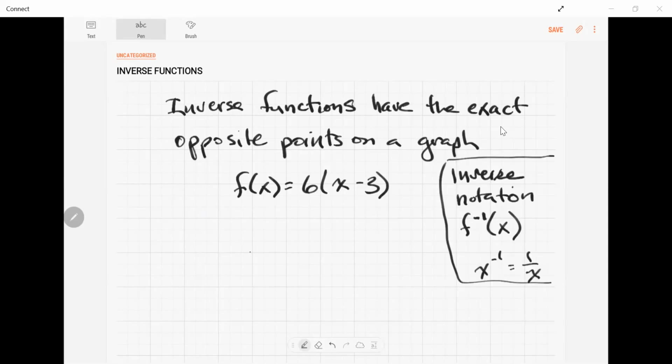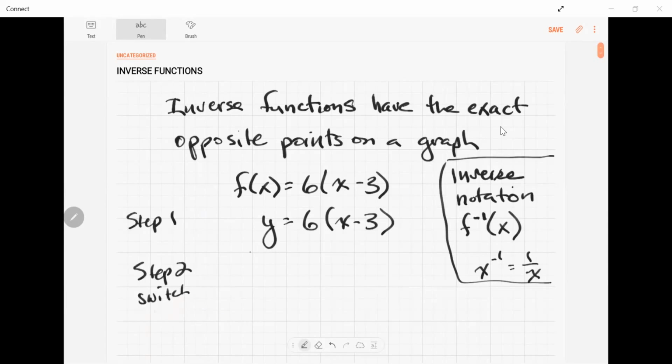To find an inverse function, we just have a couple of steps. Step 1 is to remember that when we say f of x, that's the same as saying y equals. So f of x equals y means the same thing. Step 2: an inverse means we want x and y to switch. Where the x is, we're going to put y, and where the y is, we're going to put x.